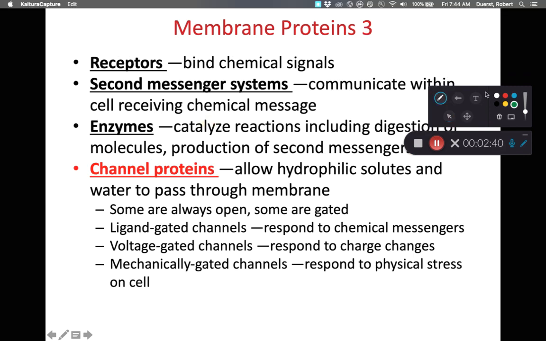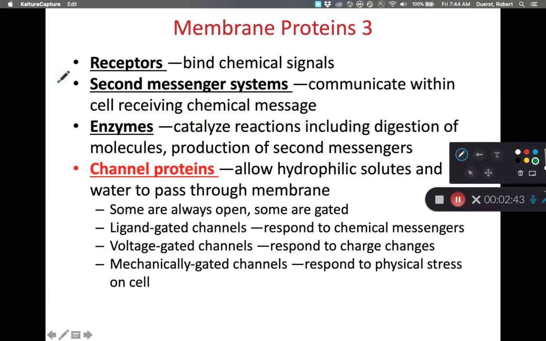As we're looking at these transmembrane proteins, the receptor proteins are going to bind chemical signals. They will take the signal from the extracellular part of the cell and receive that signal. Usually, they will have a conformational shift, or a slight change in their physical shape when they bind to that chemical signal. We can have secondary messenger systems within the cell that are based on membrane proteins. So the receptor on the surface of the cell receives the signal, and then communicates to other proteins within the cell to initiate chemical reactions inside of the cell. These internal chemical reactions are called secondary messenger systems.